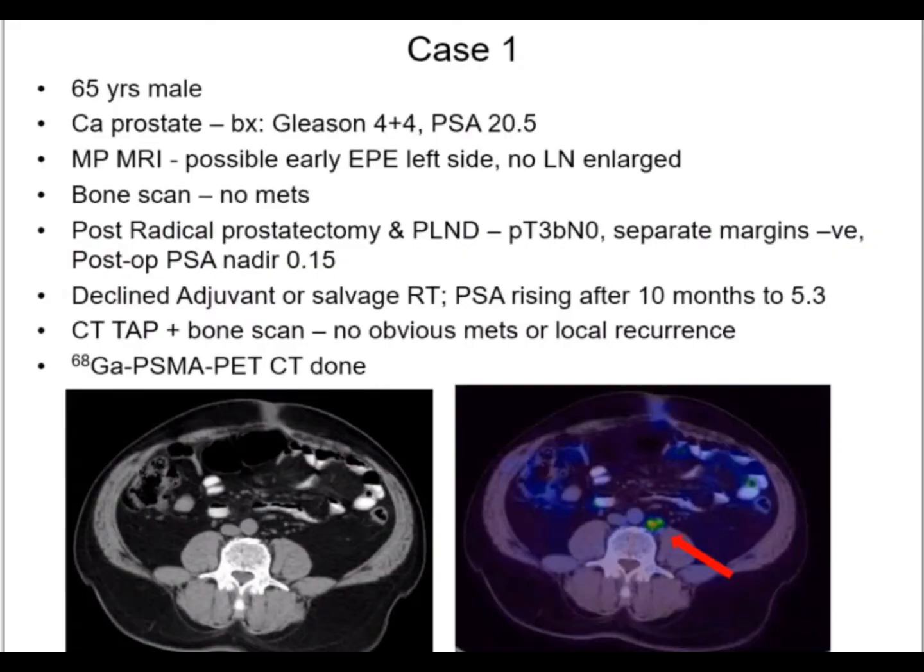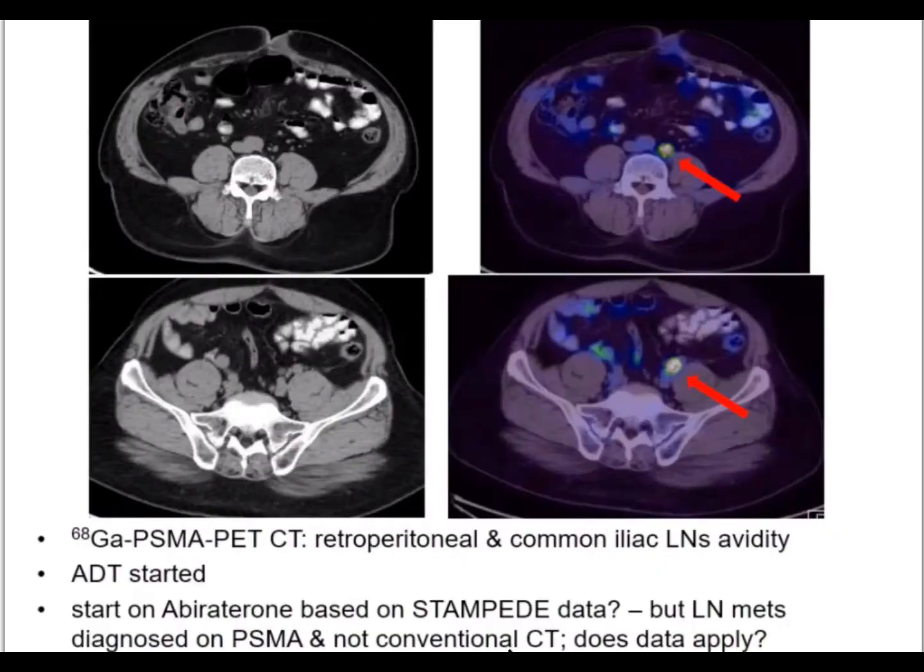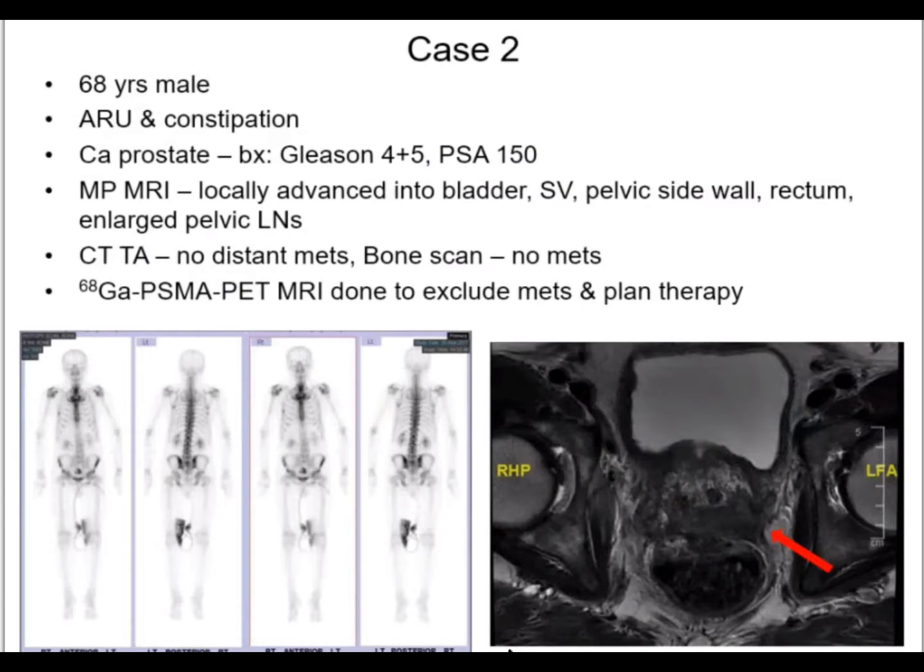We did conventional scans, it was negative, and a PSMA PET showed there was a retroperitoneal node positive here. And so basically, there were common iliac and retroperitoneal nodes positive. We started ADT, we also started abiraterone based on STAMPEDE data, but these nodes were based on PSMA and not conventional imaging. So I leave it to you to decide if it still applies.